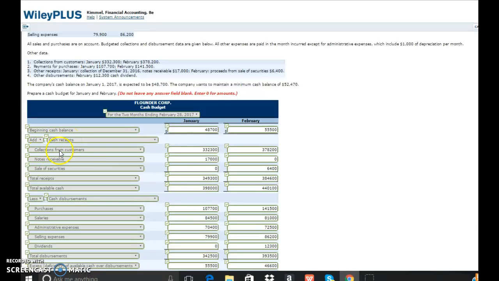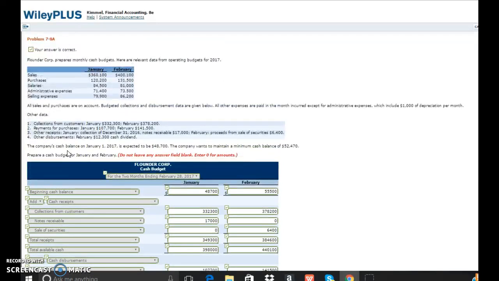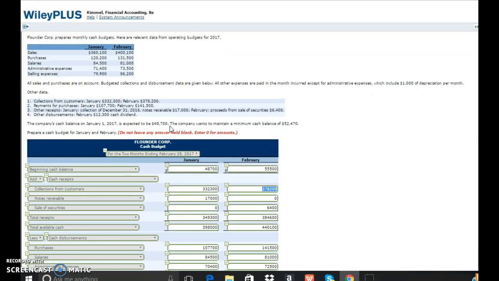And so we're going to start with collections from customers, which they said in this number one that in January they collected $332,300 from customers. So we're going to enter that in here. And then it said that in February they collected $378,200 from customers. So we're going to type that in over there.